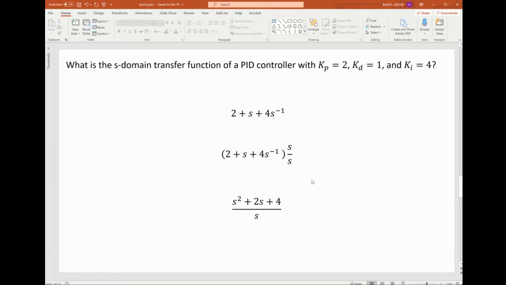Now, this question actually had a bug in it where the answer given didn't have the denominator s, and I fixed that, and I gave everyone credit for it. So you shouldn't have lost any credit for this if you didn't give the right answer, because the right answer wasn't on there until recently, and I apologize for that. But yeah, it should be s squared plus 2s plus 4 over s. But of course, if I gave you this question on the exam and I had the first one listed, 2 plus s plus 4 times s to the negative first power, that would also be correct as well.